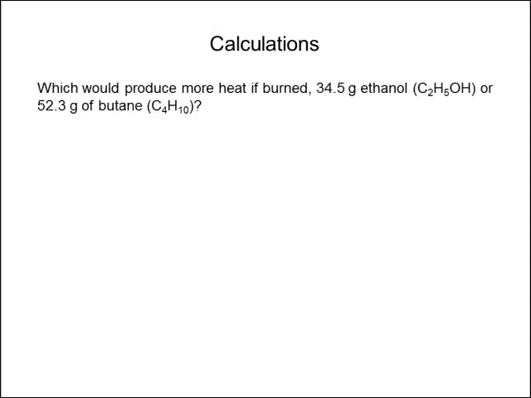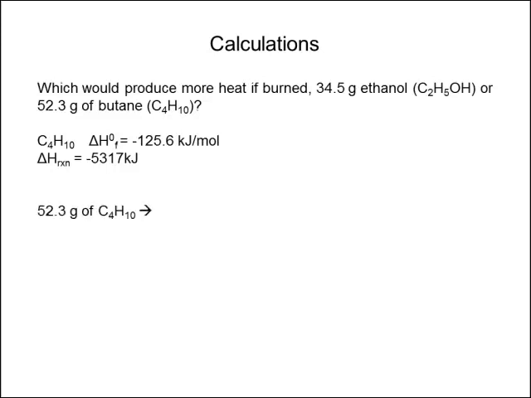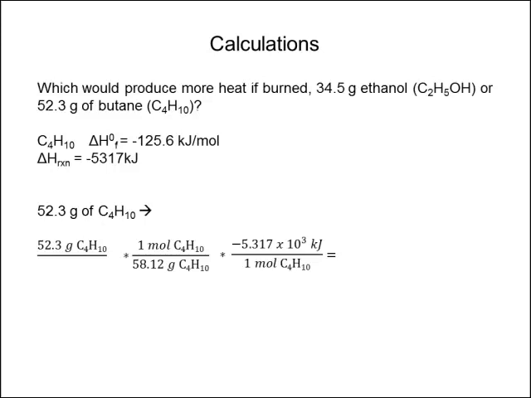I want to know which one of these is going to produce more heat if burned: 34.5 grams of ethanol or 52.3 grams of butane. Well, let's start with the butane. Before I do any sort of calculation, I'm going to need to figure out delta H reaction for the butane. So to do that, I'd take that butane, react it with O2, and calculate out a delta H reaction. Then from that 52.3 grams of butane, to figure out how much heat is produced, I convert grams of butane to moles of butane, and then moles of butane to kilojoules, based upon the chemical reaction of C4H10 burning.